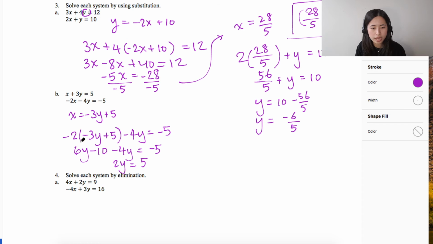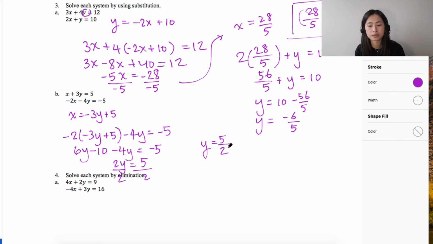Just to double check: negative 2 times negative 3y is positive 6y. Negative 2 times positive 5 is negative 10. You have negative 4y, which is equal to negative 5. Combining like terms, 6y minus 4y is 2y. Moving negative 10 to the opposite side of the equation, you get positive 10 minus 5, that's 5. Dividing both sides by 2, you get y equals 5 over 2.